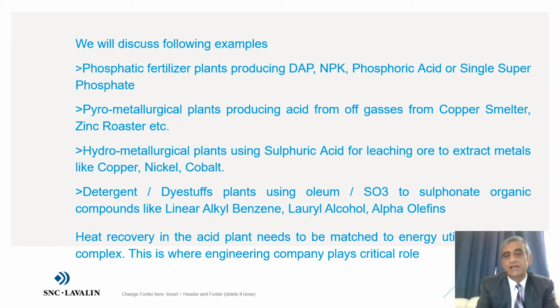Phosphatic fertilizer plants producing DAP, NPK, phosphoric acid or single superphosphate. Pyrometallurgical plants producing acid from off gases coming from copper smelter, zinc roaster, etc. Hydrometallurgical plants using sulfuric acid for leaching ore to extract metals like copper, nickel, cobalt.